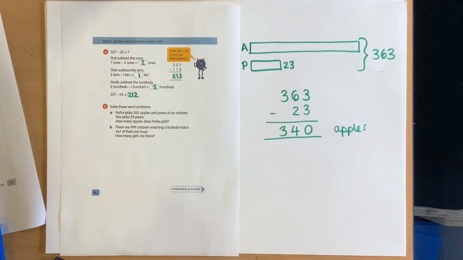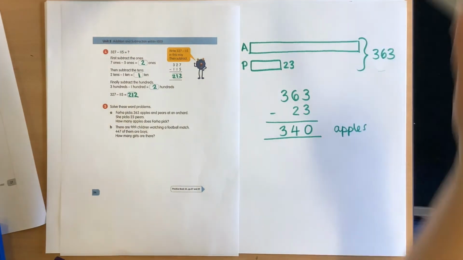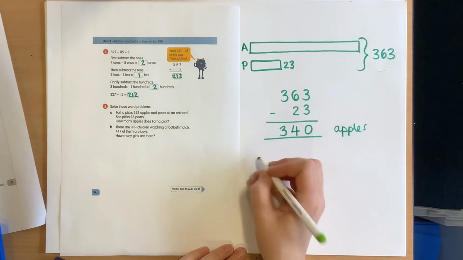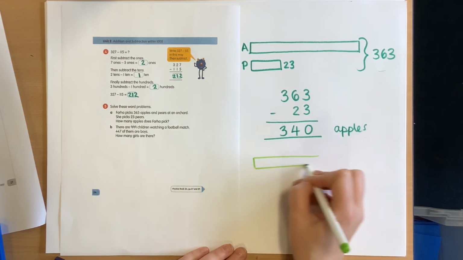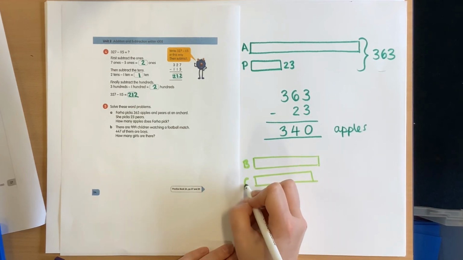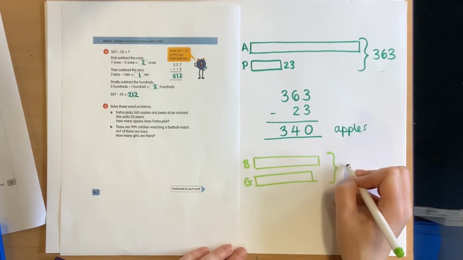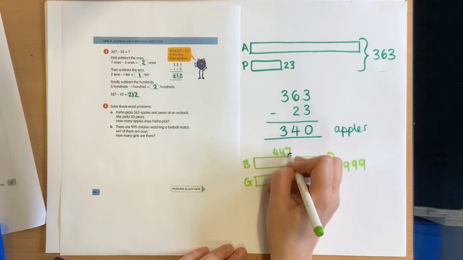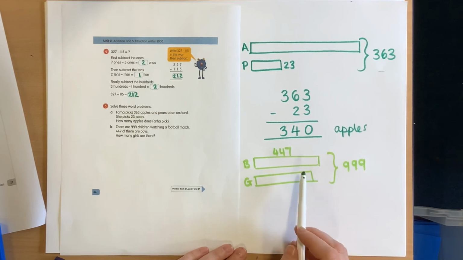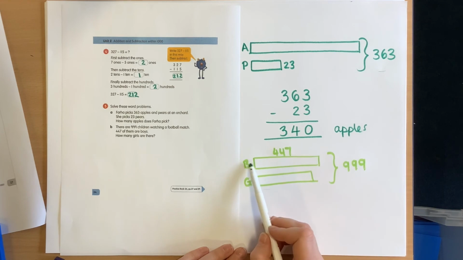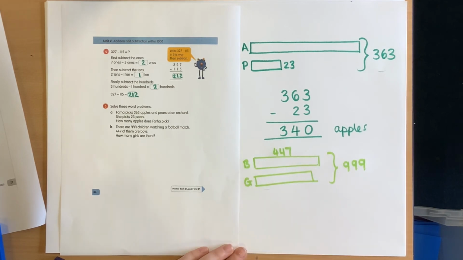And then last one, there are 999 children watching a football match. 447 of them are boys. How many girls are there? So again, if we were drawing this, we would have a bar for boys and a bar for girls. We would have a total, which is 999. We know that 447 of them are boys. So we know that altogether, we've got 999. If we take away 447, we'll be left with how many girls we've got.